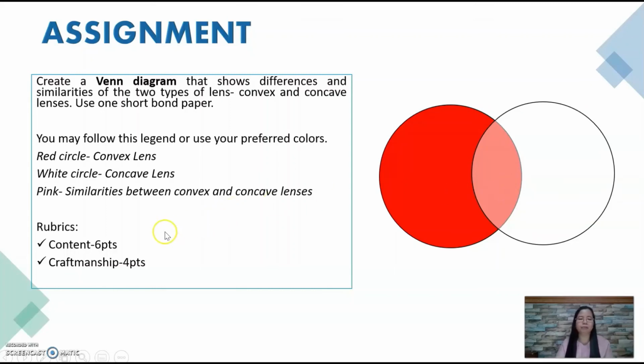Now, rubrics for rating: content is 6 points, craftsmanship is 4 points, and this is a total of 10 points.